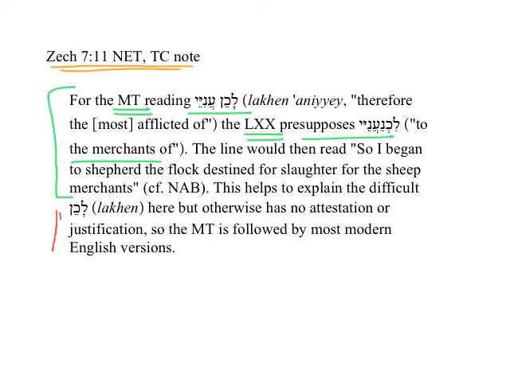Yet notice in this case, they go in a different direction than both the BHS and BHQ editors, who both suggested amending it to the Septuagintal. Rather, because there's no other attestation or justification, they don't view the Septuagintal witness as enough for them in this case. And so the MT is usually followed in English translations.